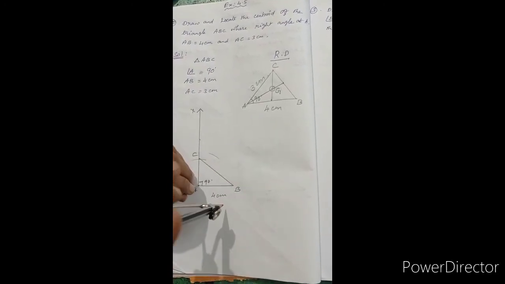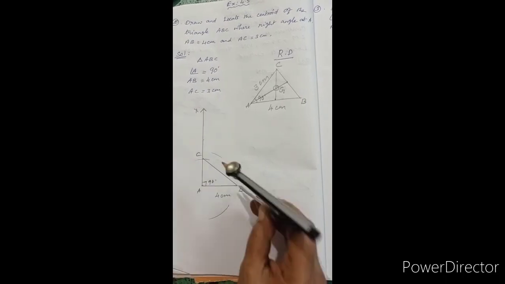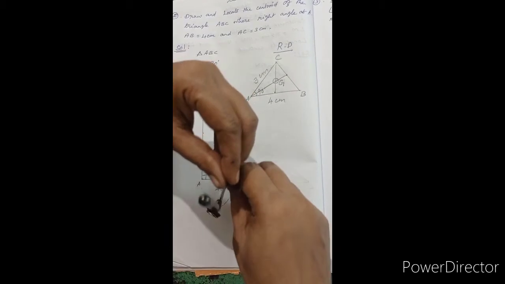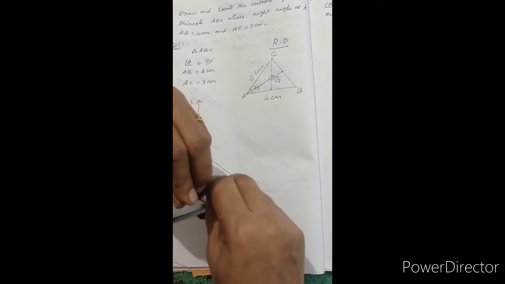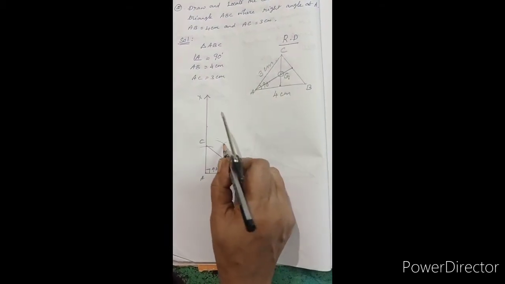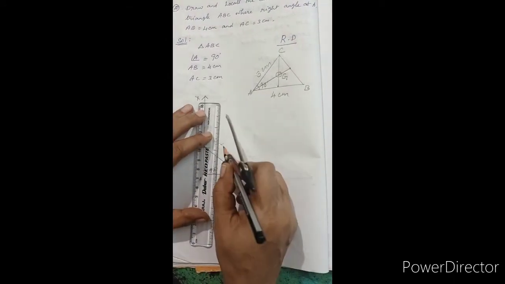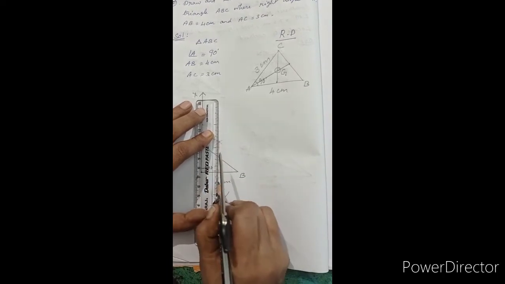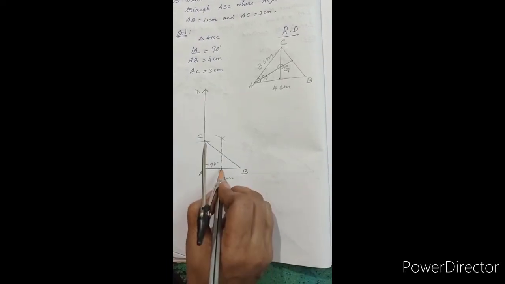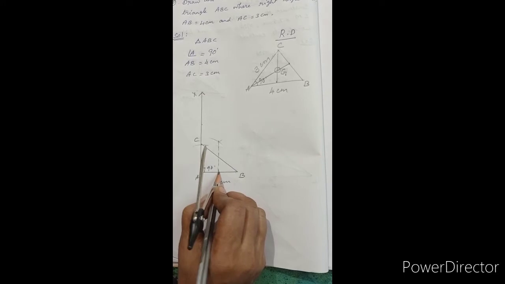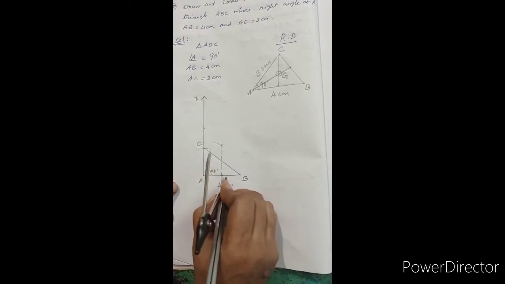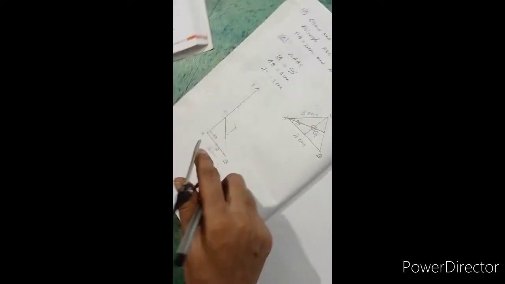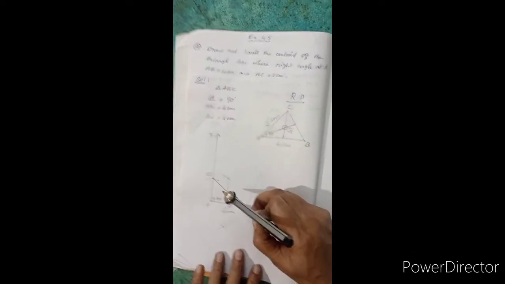Draw one arc here, one arc with the same radius, B as center. Draw arcs like this. Now join these intersecting points by dotted line. So this is midpoint of AB. That point is P. Now construct perpendicular bisector for side BC.